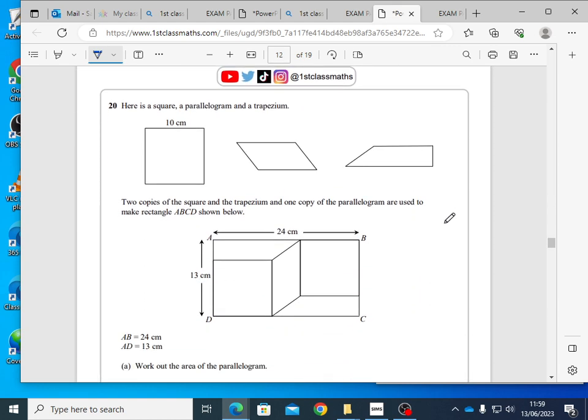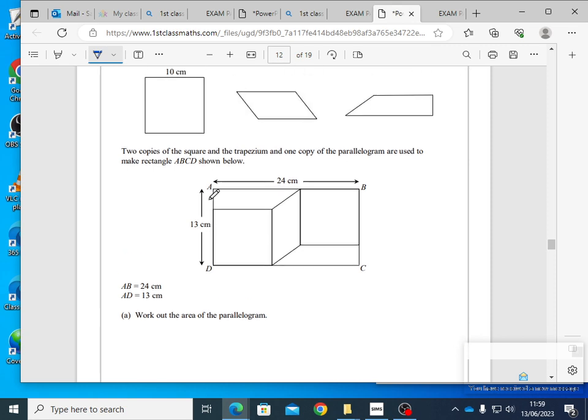So we've got different shapes here: square, parallelogram, trapezium. Two copies of the square and trapezium and one copy of the parallelogram are used to make a rectangle. Okay, so we've got that as a rectangle. That's the square, there's the parallelogram, and there's the trapezium. That's a square, so that's 10 by 10. I'm going to write that 10 by 10 here.